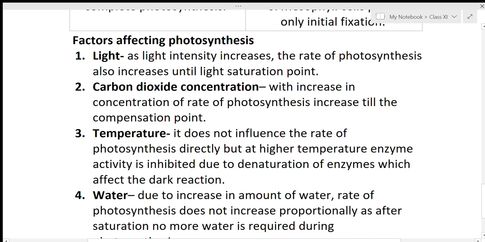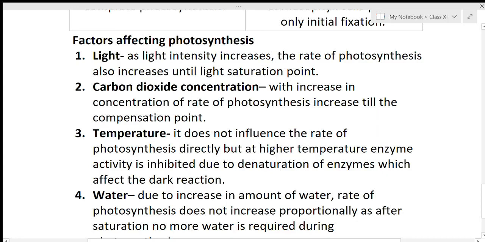CO2 concentration, if it is below the final climax point, then with increase in concentration the rate of photosynthesis increases till the compensation point. Before the saturation point, if concentration is increased, then the rate of photosynthesis will also increase.